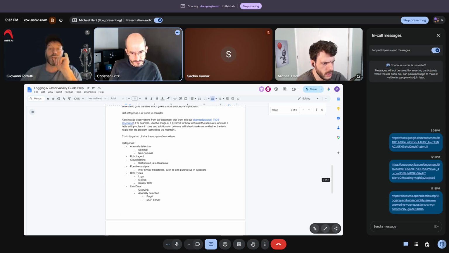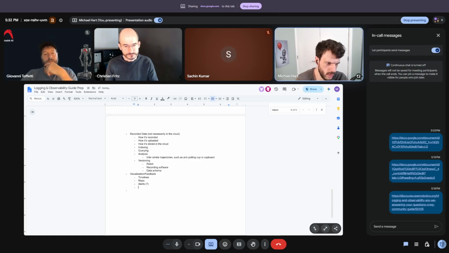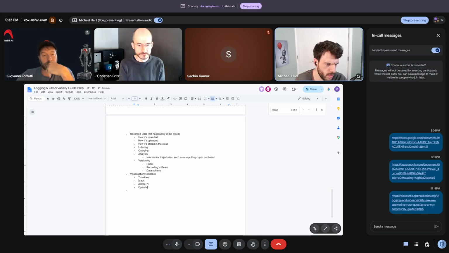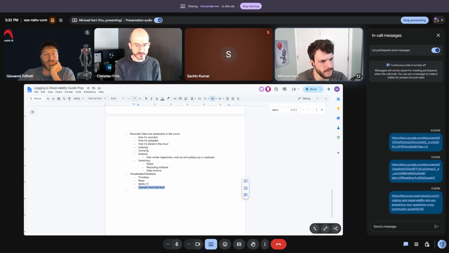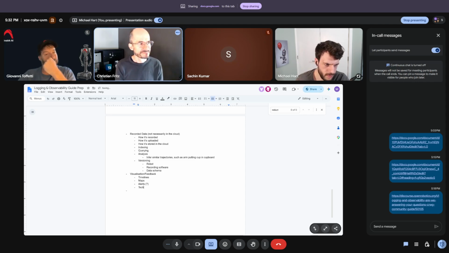I think so. I don't know if we have anything here about operator technical level, if that's the right category for it. What does that mean, operator technical level? Probably not a good phrase for it if it's not clear. It's how technical the person using the tool is. Oh, okay. Yeah, no, that's definitely very important.